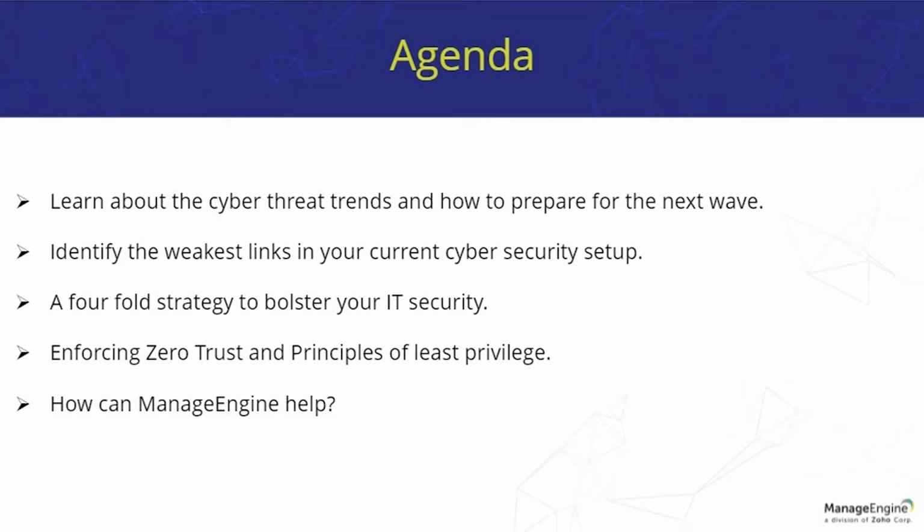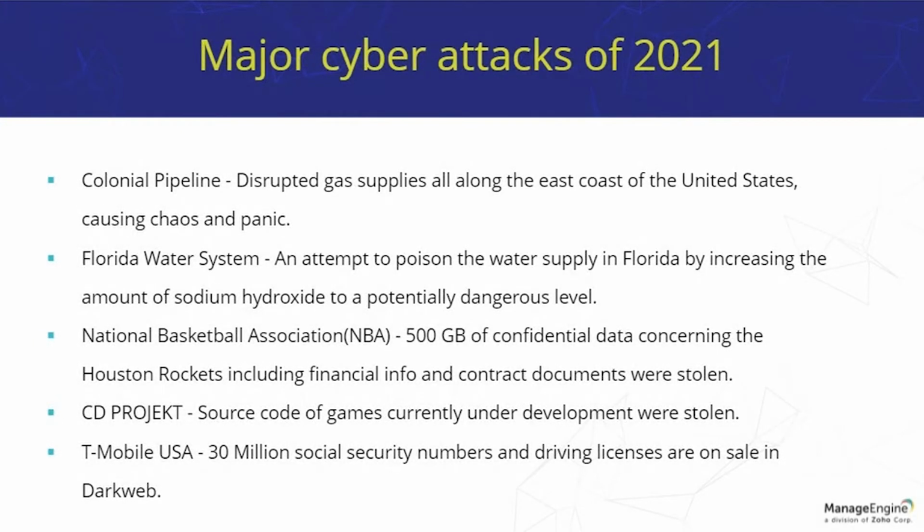So we'll start with a quick look at the headlines of things that we have seen in the last few months. There have been a lot of major cyber attacks all over the world. There's the Colonial Pipeline attack, which basically caused disruption to gas supplies pretty much all throughout the East Coast of the United States. And then we had the Florida water system attack, where the water supply was in a dangerous situation of getting poisoned. And there was a leak of about 500 gigs of data that belongs to the NBA, concerning a particular team, their financial information, and even the contract documents.